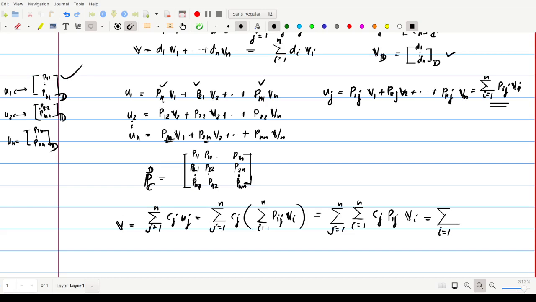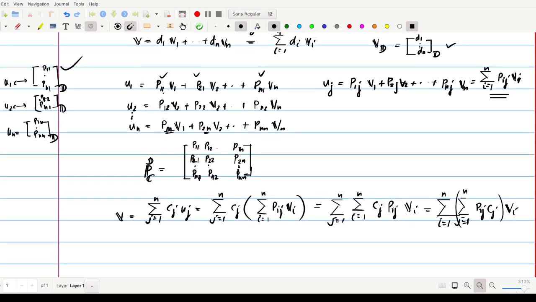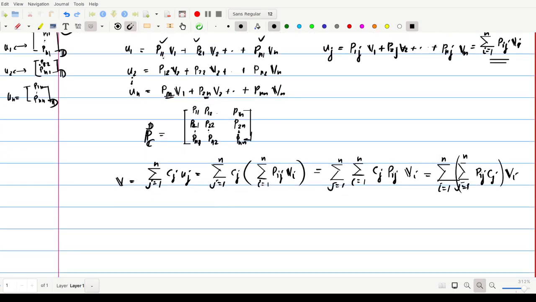So this is summation i equal to 1 to n, summation j equal to 1 to n, and this can be written as pij cj. Here we have vi, but we know that the first sum depends only on j, so you can take that vi out. What is the meaning of this expression? We started with v as a linear combination of the uj, and finally we got an expression as a linear combination of the vi.